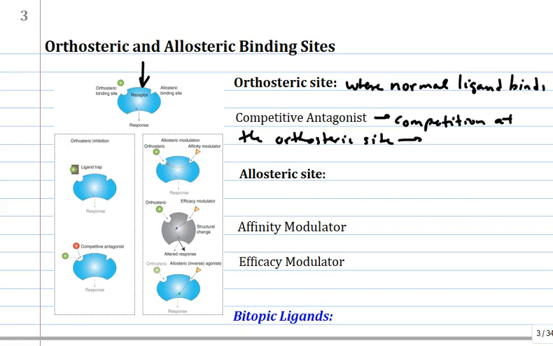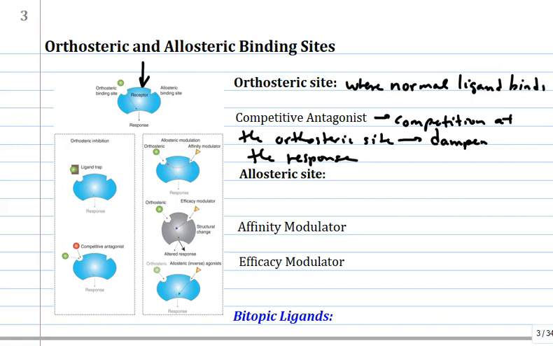Now, what do you think is going to happen? Well, the normal ligand binds the orthosteric site, and then you have a response to that. That's called signal transduction. Competitive antagonists typically dampen the response. If there's fewer ligands binding to the orthosteric site, which there will be with a competitive antagonist around, you're going to have fewer signals sent. The response is dampened. All right?